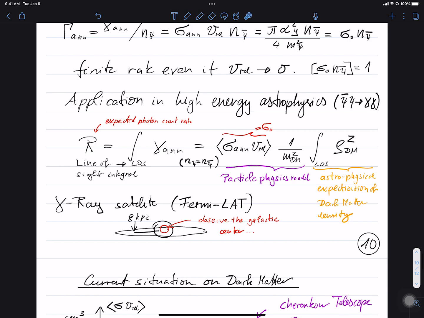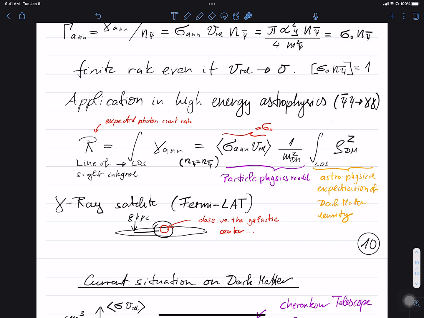Good. Now have a look at the application in high energy astrophysics. For example, you have psi bar annihilating to gamma gamma. We didn't talk about photons yet, really, but as I said, it's the annihilation of two particles that carry charge to massless particles. And you can imagine that this is a model of dark matter that has some sort of dark charge. It doesn't have electric charge, obviously, but it has a charge on its own. So we have a conservation of quantum numbers in the dark sector.